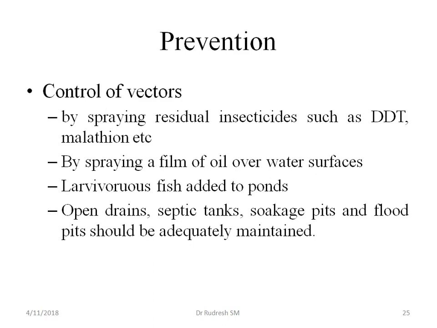And prevention: we control the vectors by spraying residual insecticides such as DDT or malathion, etc. You can spray a film of oil over the water surfaces so that the pupae of the mosquito will not breathe, and they will be suffocated in the water. We can also add biological controls in the form of larvivorous fish in the ponds, and the open drains, septic tanks, soakage pits, and flush pits of the latrine should be adequately maintained.